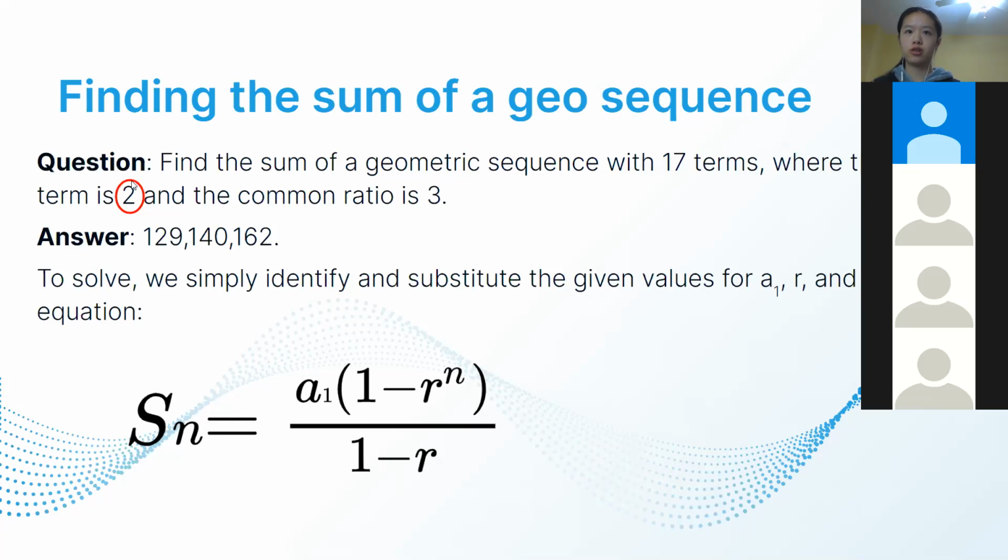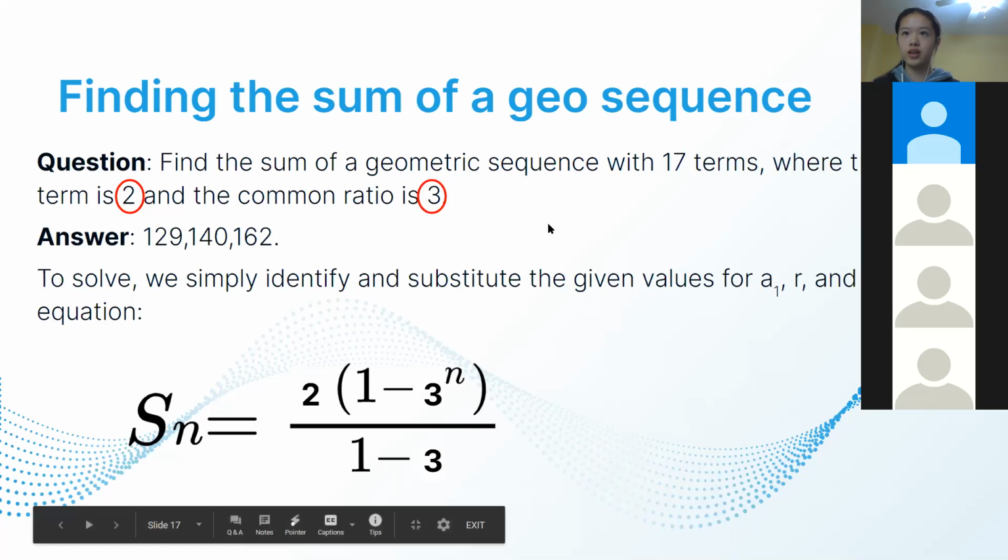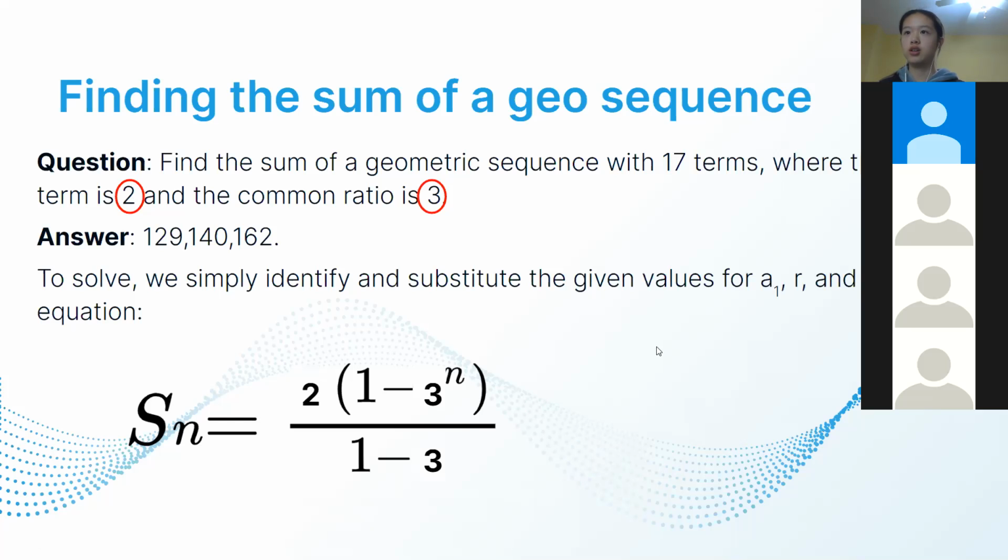the question says that the first term is 2. So we take 2, then we substitute it in here. Next, it says that the common ratio is 3. So we take 3, and then we also substitute it for r. And then it says that this sequence has 17 terms, which is n. So we take 17, and then we substitute for n. And now we basically have our answer.